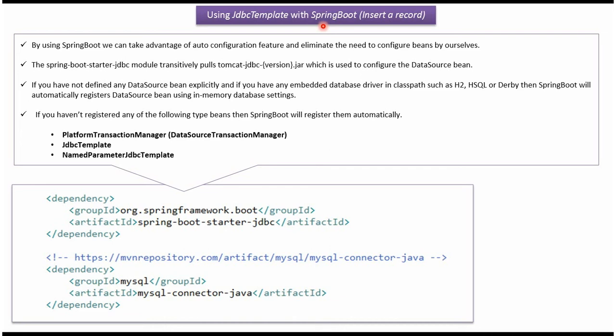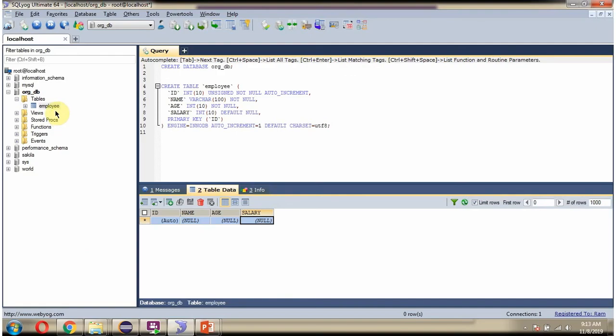In this video tutorial I will explain how to insert a record using JdbcTemplate with Spring Boot. Here you can see the employee table which is there in org_db, and it does not contain any records. We will see how to insert an employee record in the employee table.